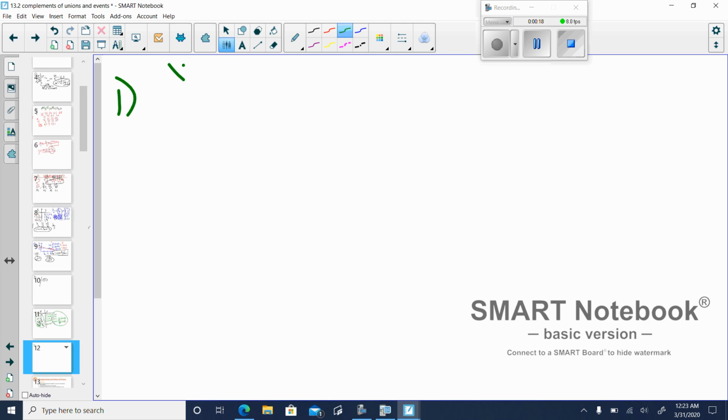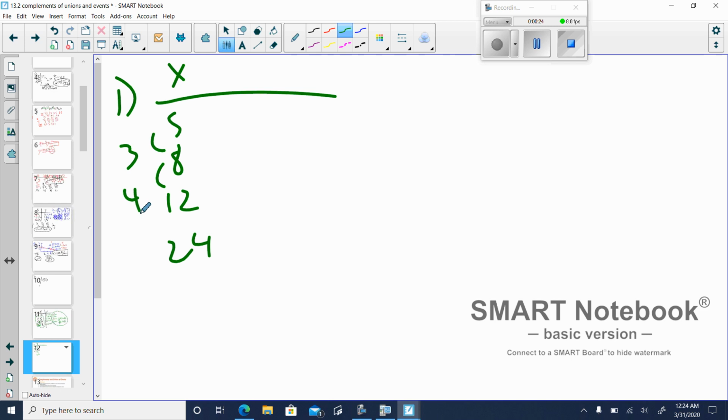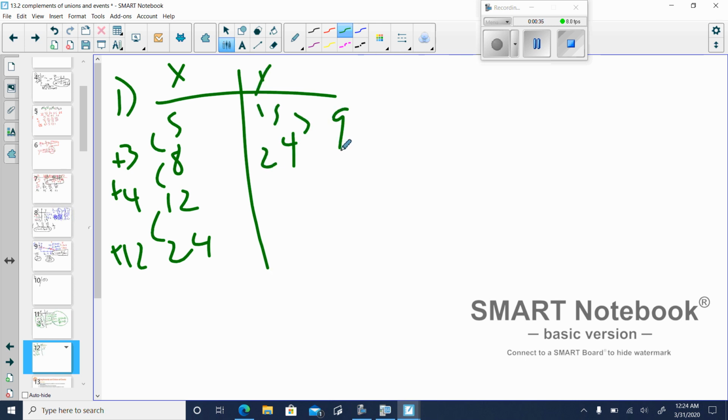So they give us 4x. Right, so we have 5, 8, 12, 24. So we're going up by 3, by 4, by 12. So we don't have consistency right there. So it's going to be a little bit of a challenge. And for our y's, we're going from 15 to 24, an increase of 9. We go from 24 to 36, an increase of 12. And we go from 36 to 72.